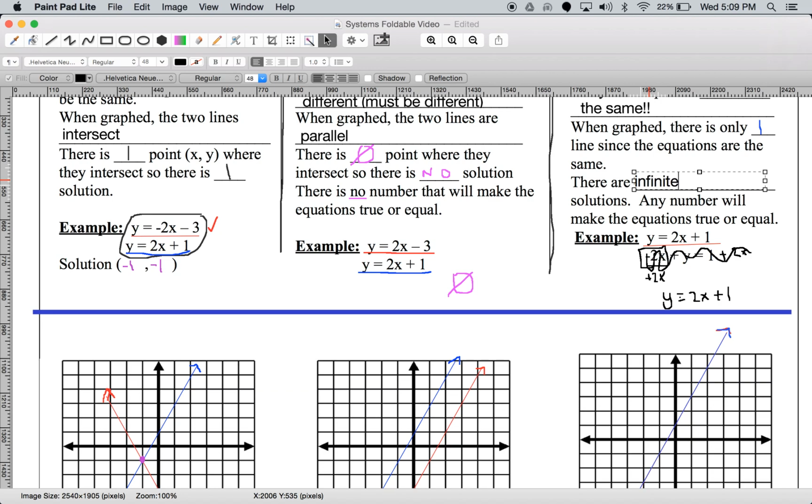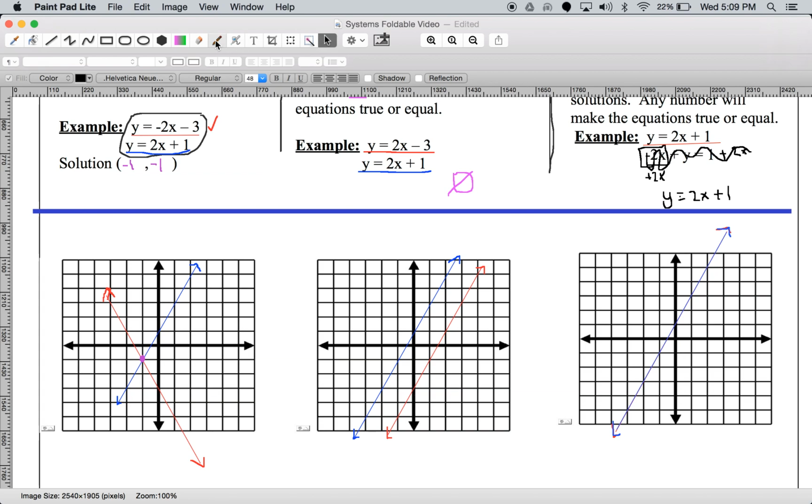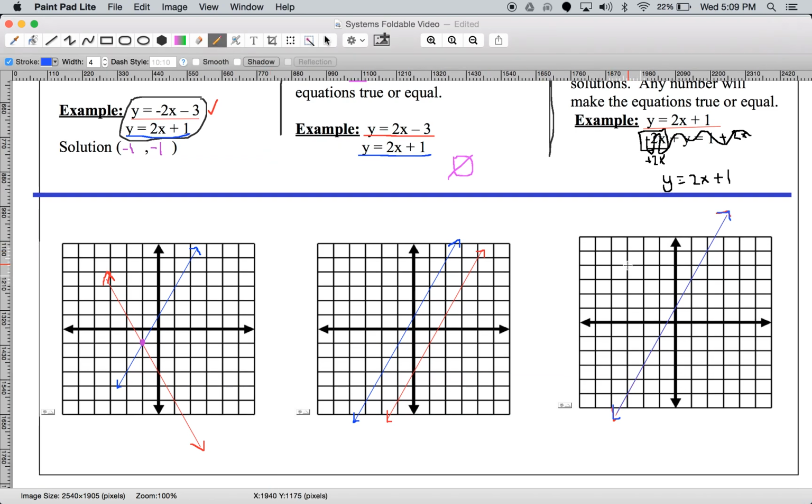Any number will make the equations true or equal. So we can plug in any value along this line for x and y, and it will make both equations true. All right, so a quick question. Could I have plugged in this coordinate over here to make the equations true? No, because it's not on the line.